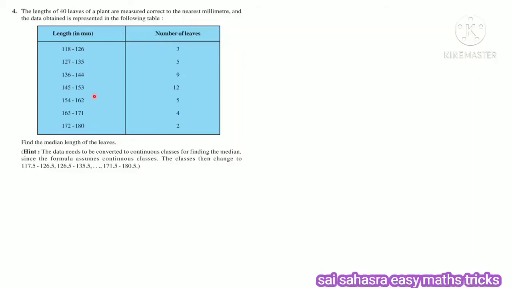Let us first observe whether they are continuous classes or not. Here, the first class interval is ending with 126. The second class interval is starting with 127. There is some gap, so they are not called continuous classes. If the first class ends with 126, the second class should start with 126. The ending value and the starting value should be the same, then only they are called continuous classes.